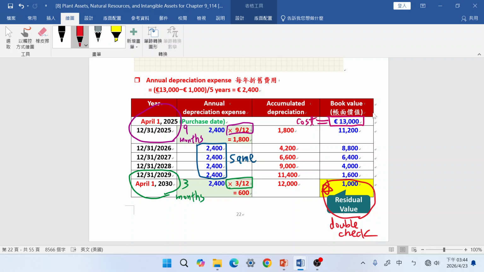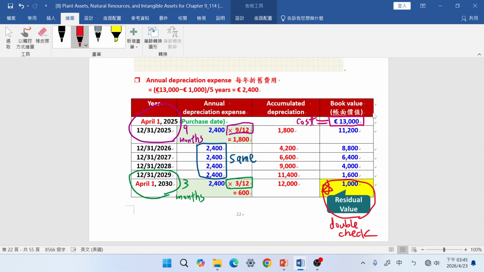So 2025, you just use it 9 months. So be careful, 9 months. So you have to consider the time only for 9 months. So 9 months, the depreciation expense only $1,800. How about last year? You just use it 3 months, okay? So 3 months, the depreciation expense only $600. How about in the middle? In the middle, the whole year.